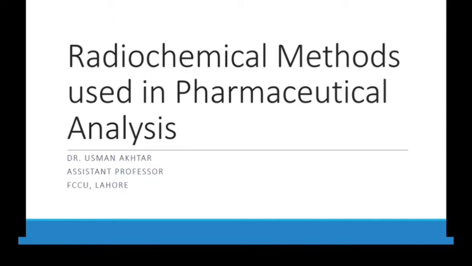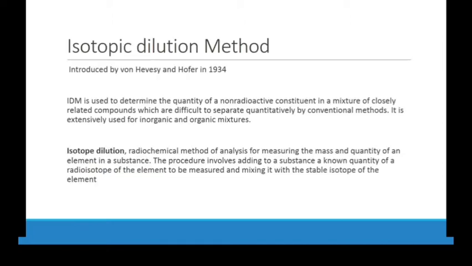So radiations are involved in chemical reactions, and then what is the importance in pharmaceutical analysis, how do we analyze a sample with radiation? There are different methods of radiochemical analysis, so we will discuss them one by one. First of all, we will talk about the isotopic dilution method. So what is the isotopic dilution method, which is IDM?